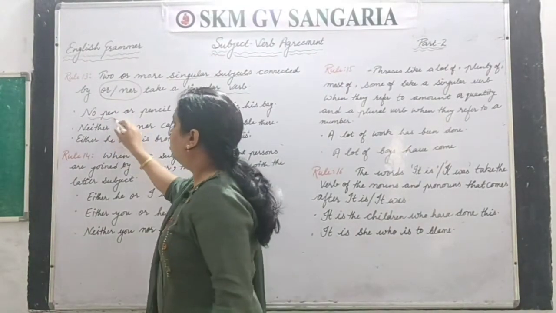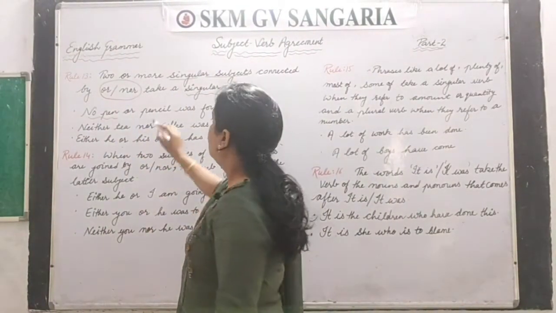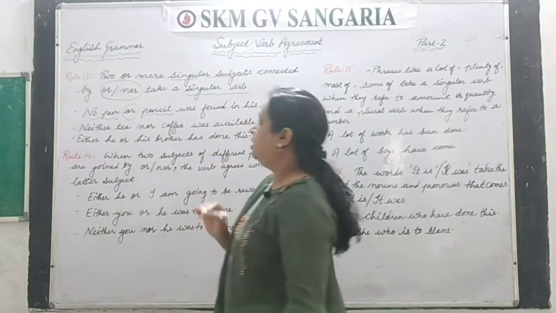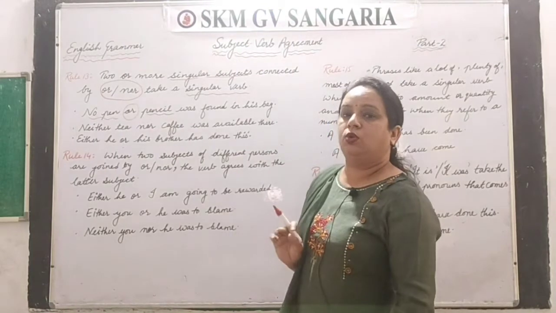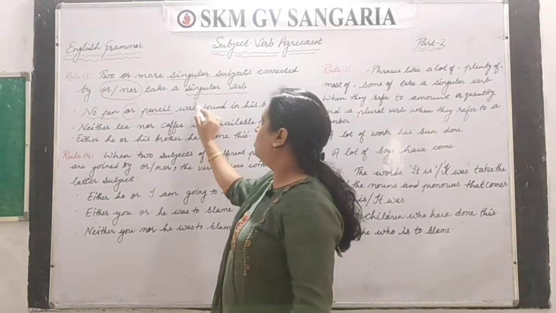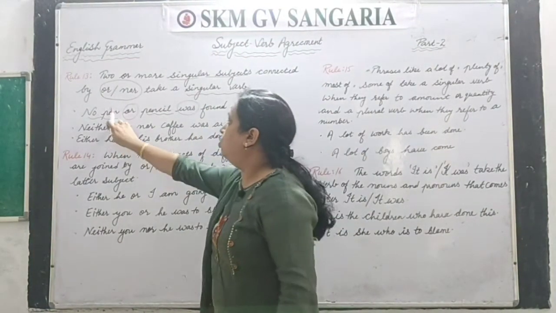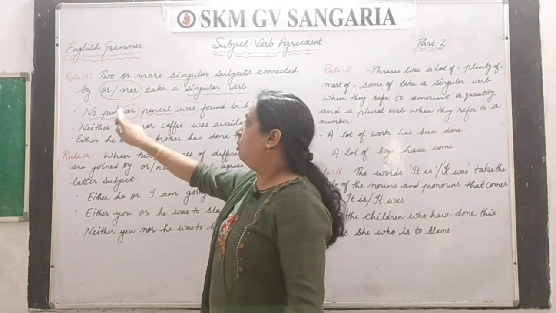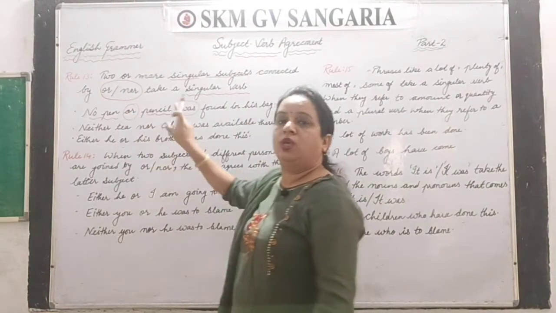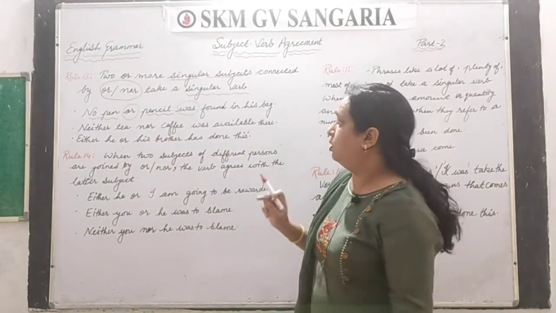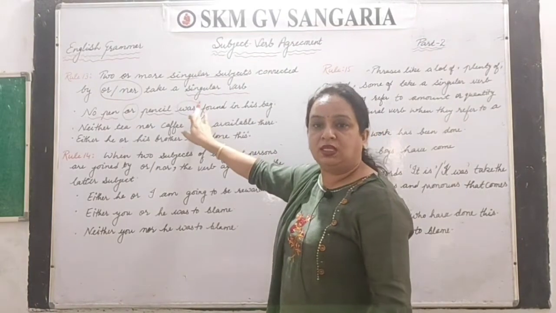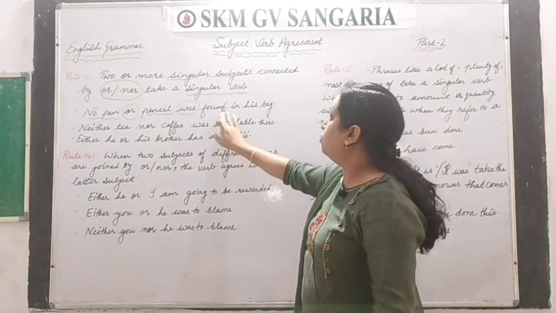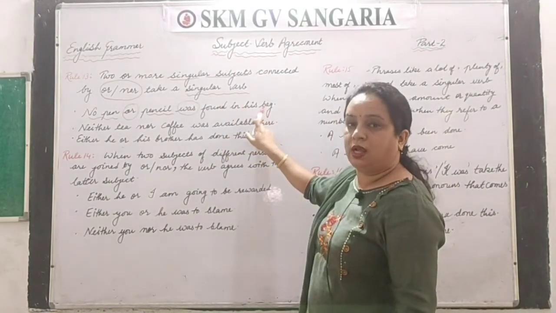This is singular. We are talking about one pen here. Or pencil, and this is connected by or, right? So what do we have to use here? Singular verb. And what is the singular verb here? That is was. So, no pen or pencil, both are singular subjects, both are connected with or. So here we have to apply a singular verb. In present it would be is, am, are, and is. In past it is was. So, was found in his bag, right?